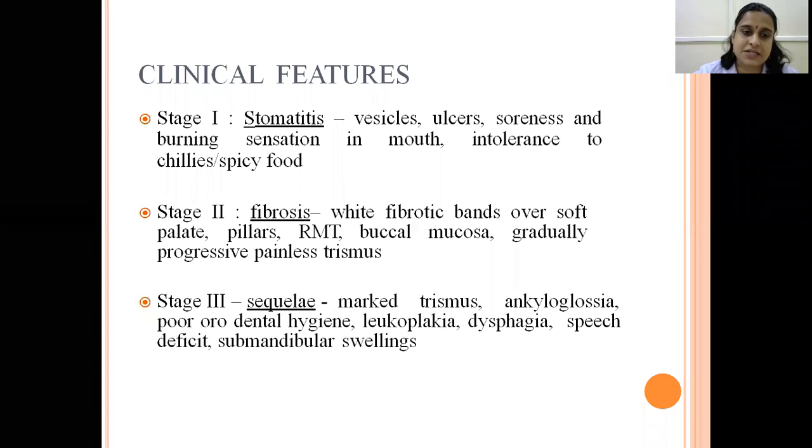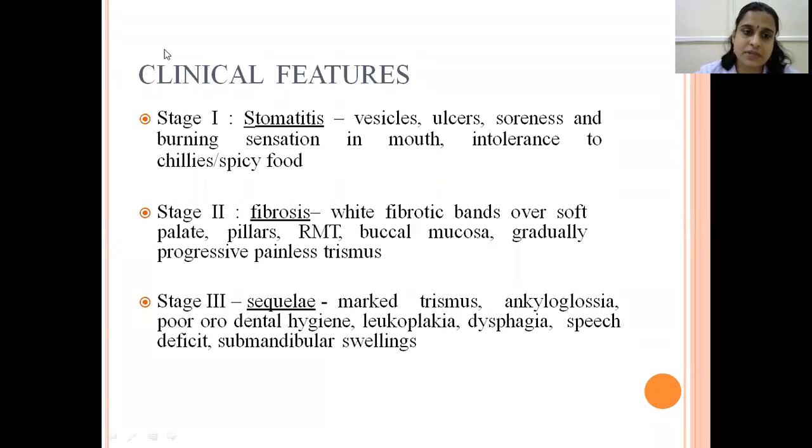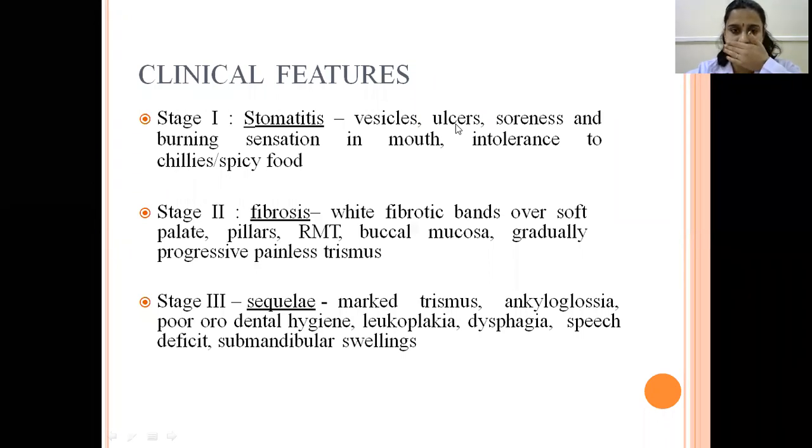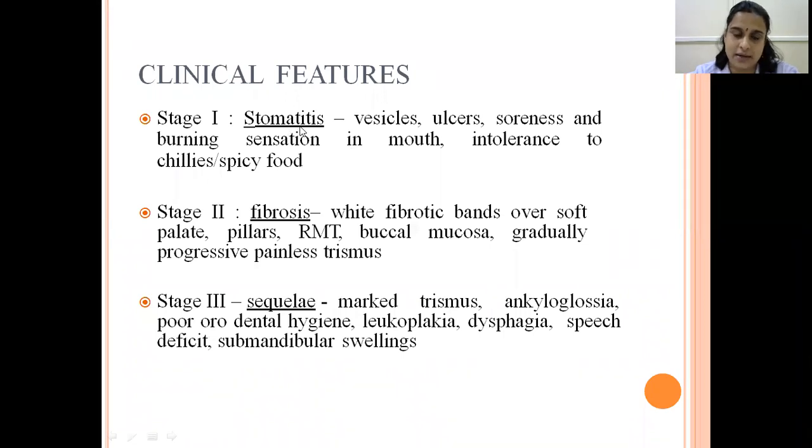The stage presentation in submucosal fibrosis. Initial stage, there is just stomatitis, wherein there is formation of vesicles and ulcers, there is soreness and burning sensation in the mouth. Here, the patient has a very high intolerance to chilies and spicy foods because they cause irritation of these vesicles or the ulcers. There is burning sensation in the mouth. Initial stomatitis, stage 1.